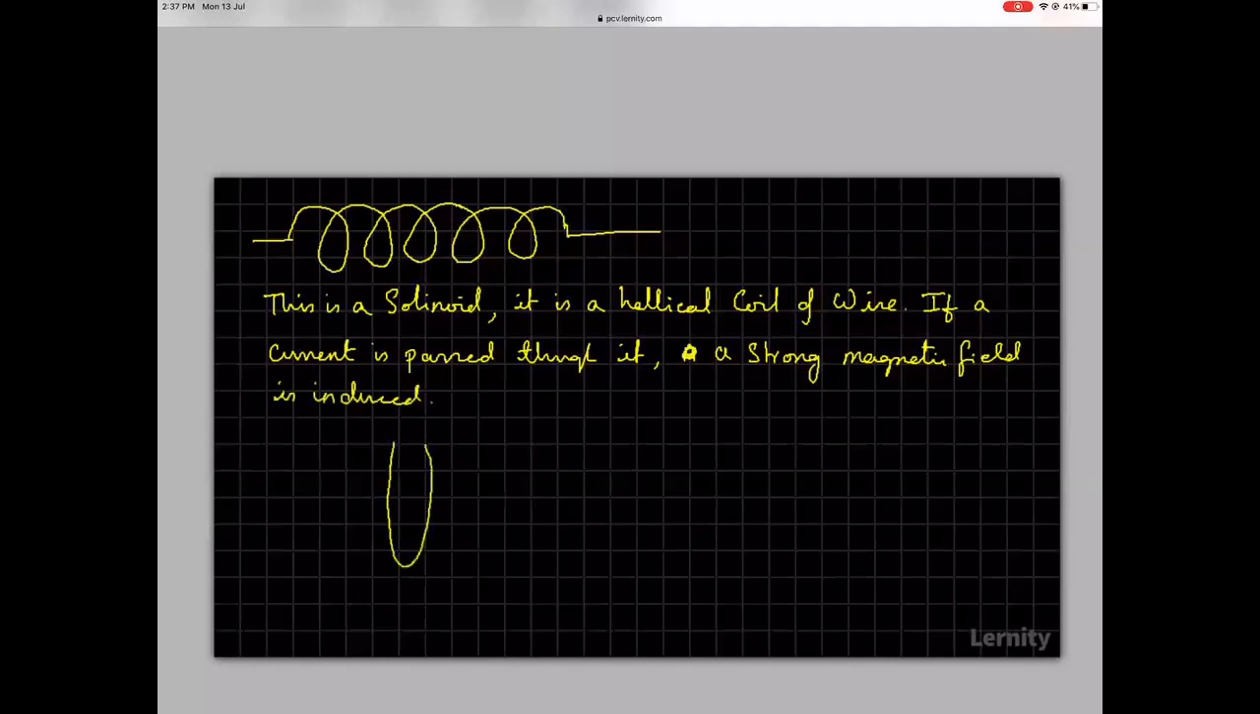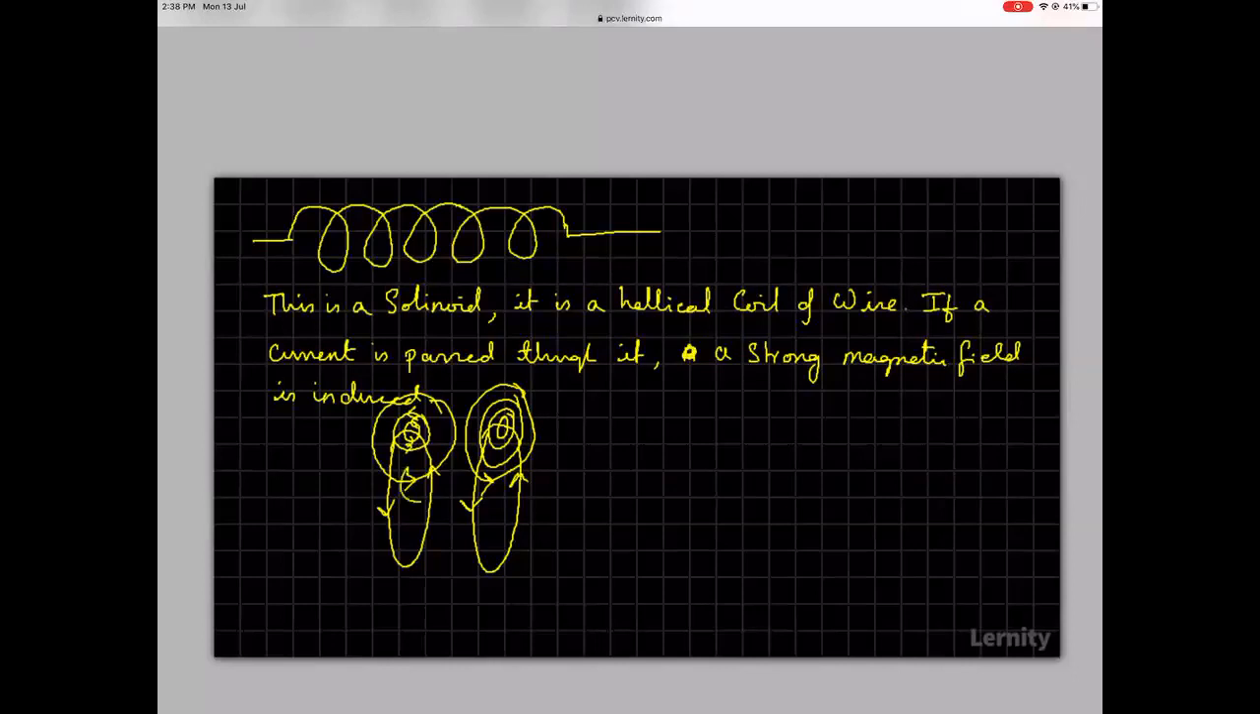See, here is your loop. We already discussed, if you have a loop of this kind, there will be a magnetic field in a circular way around it, right? So there will be a magnetic field here. Now suppose I have another loop here, and the current is flowing in the same direction. Now here also there will be one magnetic field, and this magnetic field will also be in the same direction.